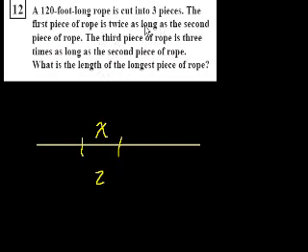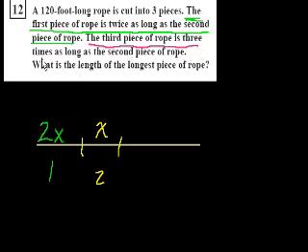And they told us the first piece of rope is twice as long as the second piece of rope. Okay, so if this is the first piece of rope right here, it's going to be twice as long as the second piece of rope. So that's 2x. Fair enough. And then they tell us, I'll do this in magenta, the third piece of rope is 3 times as long as the second piece of rope.